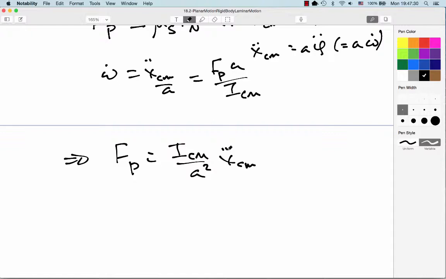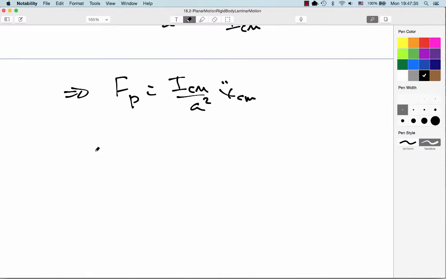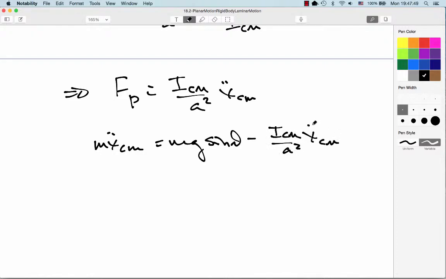So now we can go put that into the X equation of motion. So that'll become m x_CM double dot equals mg sine theta minus I_CM over A squared x_CM double dot. Alright, now it'd be nice if we had an m that we could cancel with. So we'll reintroduce our friend the radius of gyration. So mg sine theta, so the moment of inertia will be equal to, I'm sorry, it's just a minus there.